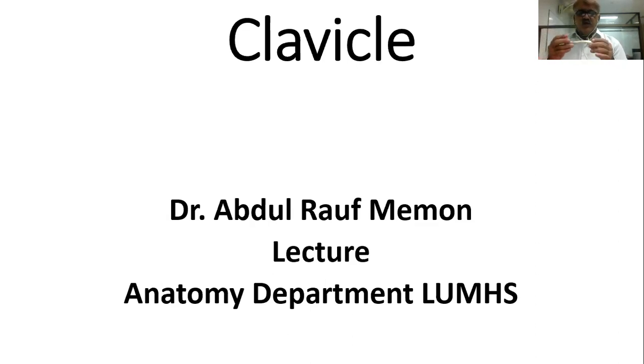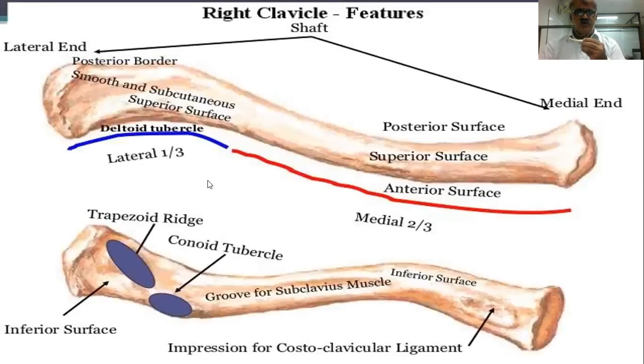In brief, these are the features. Now on the medial side, we see that it has a convexity forward. Medially, it is quadrangular, with four surfaces: superior surface, anterior surface, posterior surface, and inferior surface. Four surfaces here. And I can show you the figure here. You see here that on the medial side, it is quadrangular.